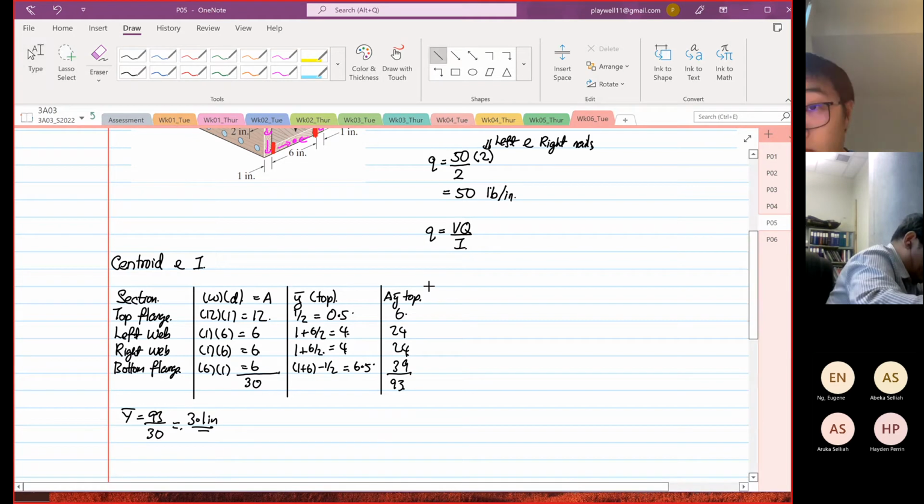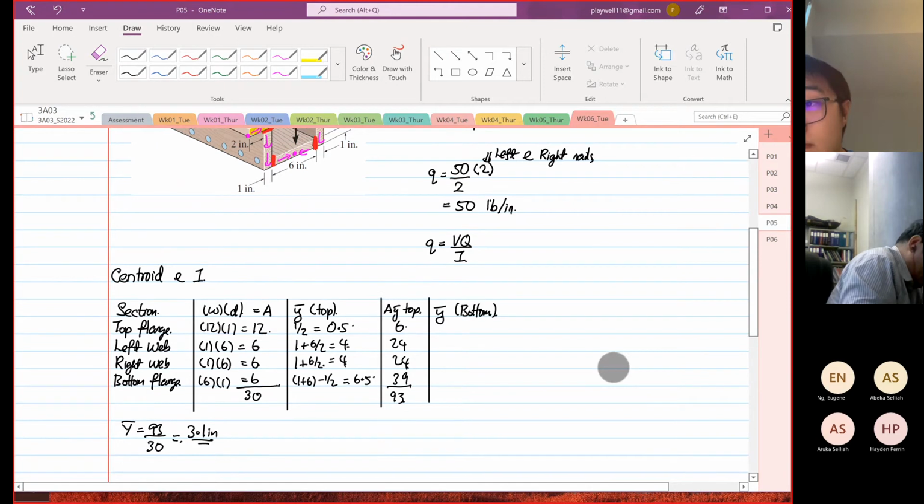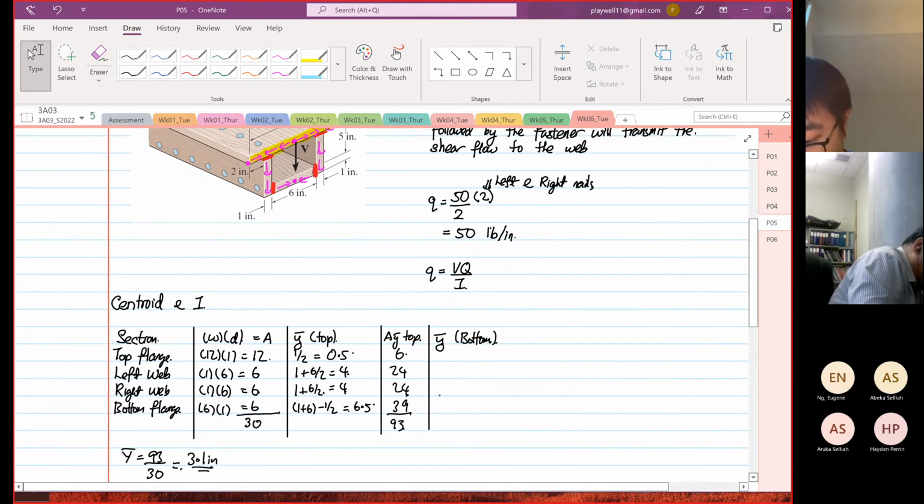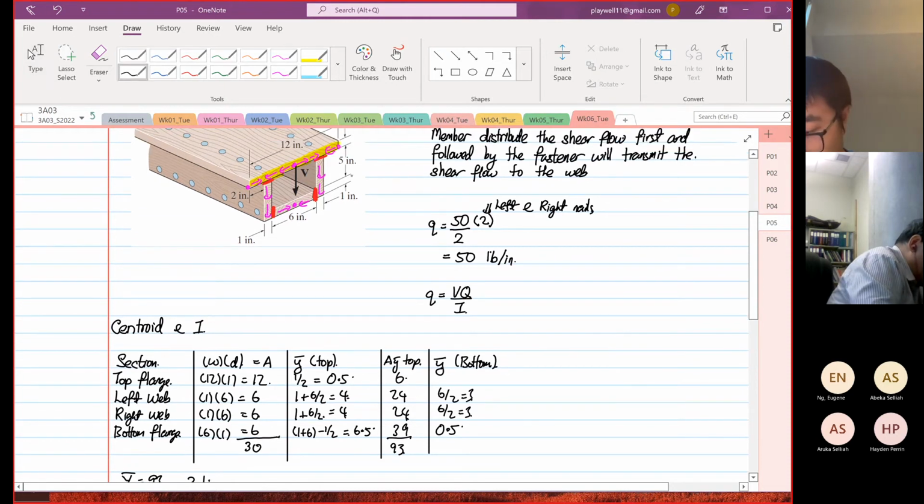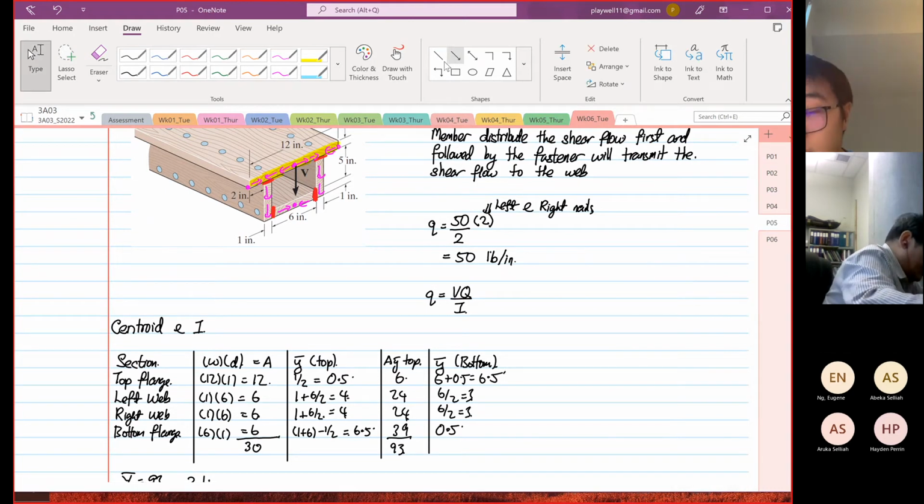If you want to confirm right or wrong, you can also do Y bottom. So Y bottom means datum is from the bottom. Okay, so this will be 0.5, right? So 5 plus 1, 6 divided by 2 is 3. And then you have 5 plus 1, 6 plus 0.5. This is 6.5.